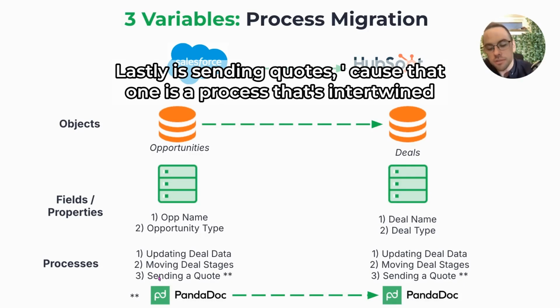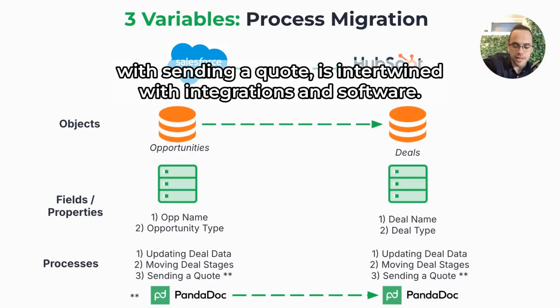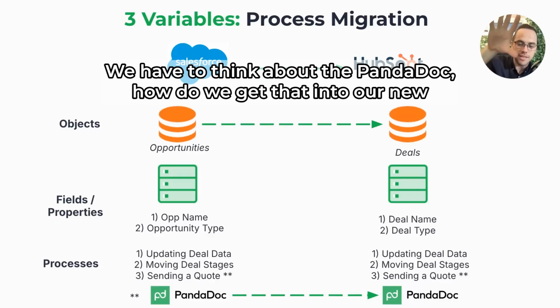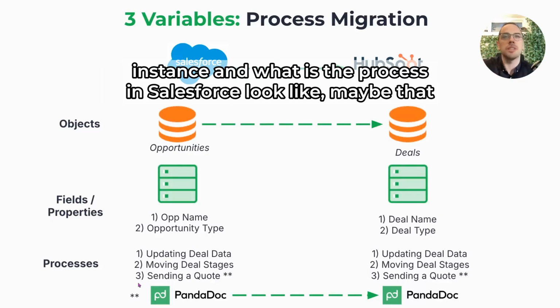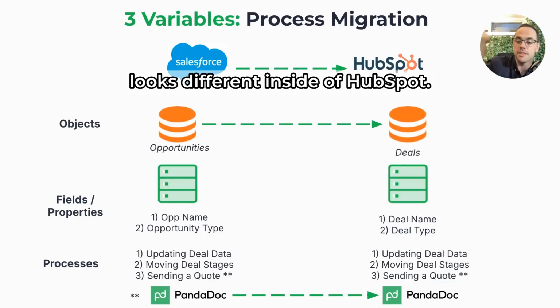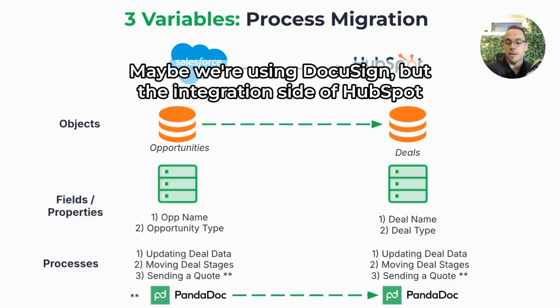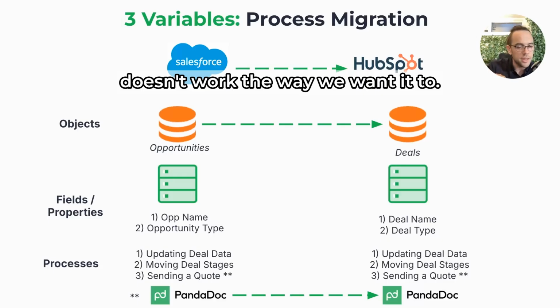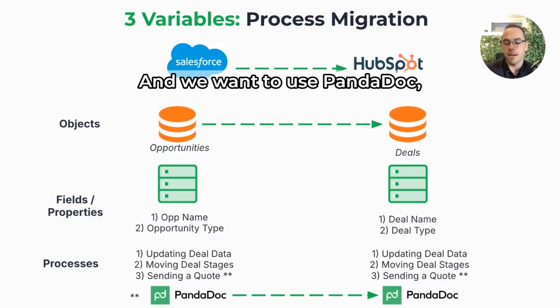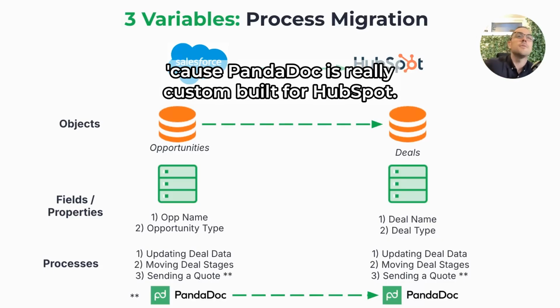Lastly is sending quotes, because that is a process that's intertwined with integrations and software. We have to think about PandaDoc. How do we get that into our new instance? And what does the process in Salesforce look like? Maybe that looks different inside of HubSpot. Maybe we're using DocuSign, but the integration inside of HubSpot doesn't work the way we want it to, and we want to use PandaDoc because PandaDoc is really custom built for HubSpot.